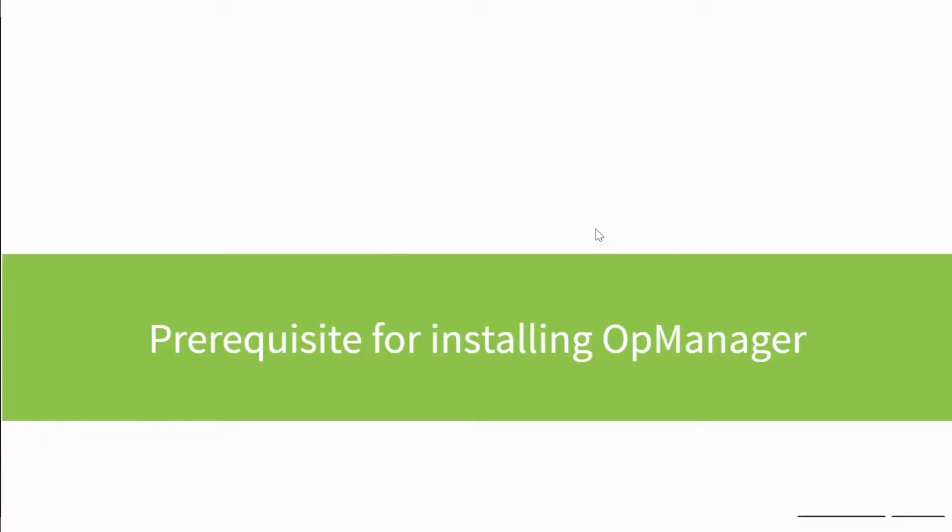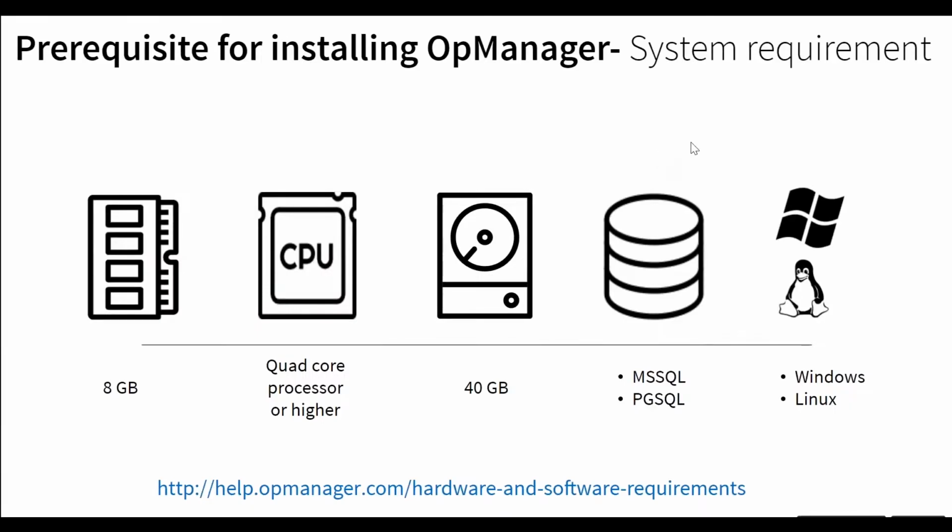So let's see about the prerequisites for installing OpManager. Let's assume you have got a small office which has got 250 to 500 devices. So the system requirements are a minimum of 8 GB RAM, a quad-core processor or even higher. 40 GB of minimum hard disk space is required. And OpManager supports both database types, Microsoft SQL and PostgreSQL, where PostgreSQL comes bundled with the product during installation. And if customers would love to have a third-party Microsoft SQL database, if they've got another database server, they can even sync the data with the Microsoft SQL.